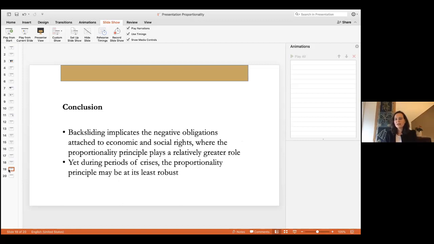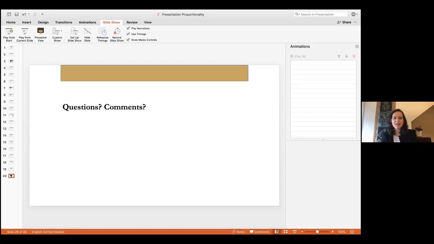Okay, so in conclusion, I see that I'm running over time. I do want to suggest that the negative obligations are the ones that are most implicated in times of backsliding and crisis. The proportionality principle plays the greater role here than in other assessments of economic and social rights. But during these periods, it may be at its least robust. So I'll end there for your questions and comments.